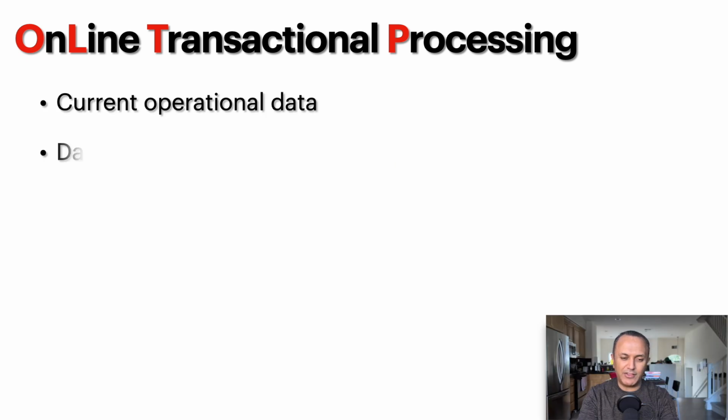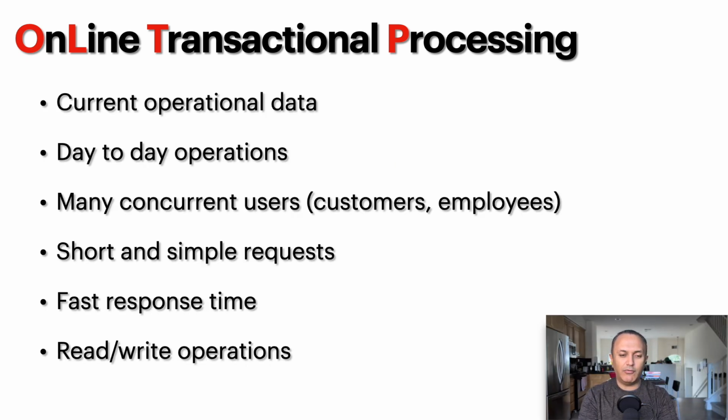Again, to summarize everything we've talked about so far: OLTP systems deal with current operational data. They handle the day-to-day operations of a business. They have many concurrent users, usually either customers or employees. For example, if you're at a grocery store, the employee at the cashier is dealing with some kind of database. This is usually an OLTP database.